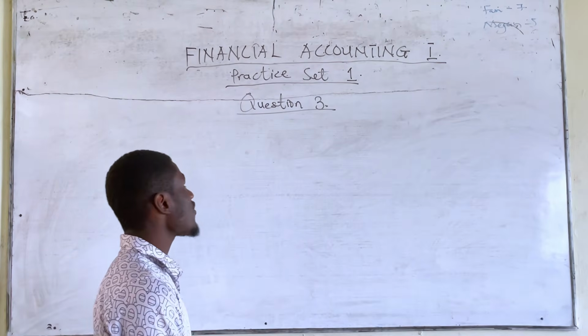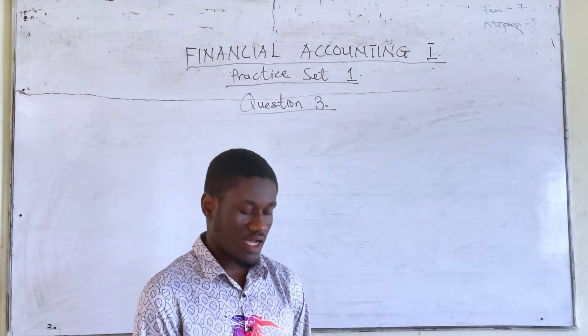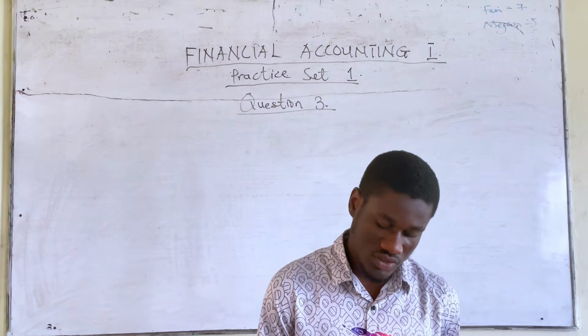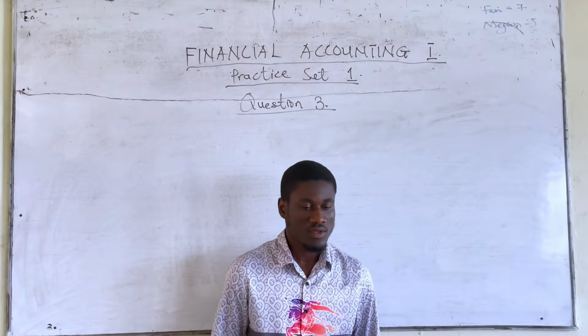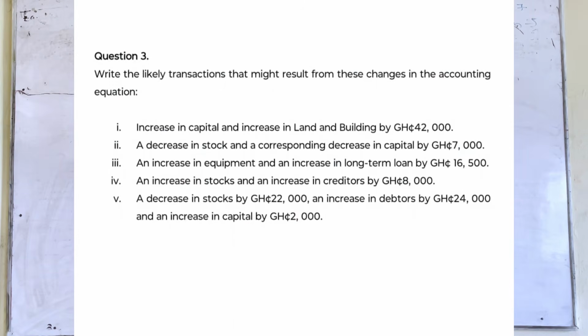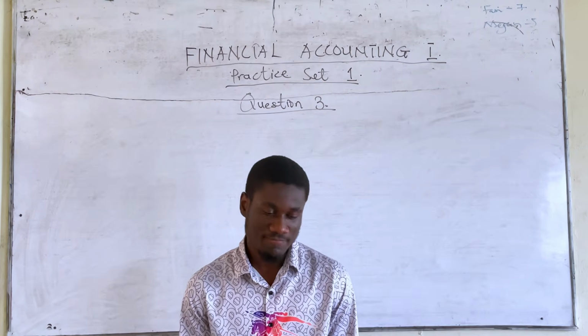Today we are going to solve the third question on the accounting equation. Good. So we have this question on our screens. The question says we should write the likely transactions that might result from these changes in the accounting equation. We are going to state the transactions that are taking place. They've given us the increase and decrease, so we are going to state as briefly as possible what transactions are taking place. So we'll start with the I.